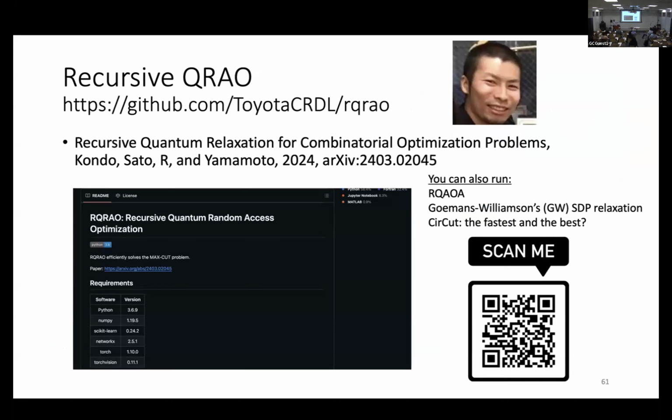Surprisingly, the best classical is Circuit, which is the fastest and the best one. Circuit is kind of a variant of Goemans-Williamson because it lifts the solution into two dimensions instead of the number-of-nodes dimensions. It seems to be the fastest and to find the best one. So the code is there, if anybody is interested.